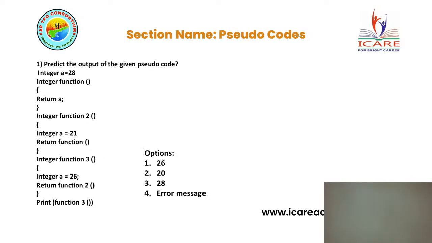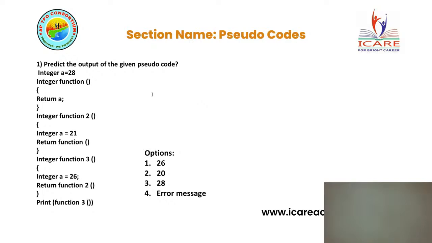So our first question is, here they are given the question, predict the output of the given pseudocode. Here we have clearly noticed that it is a pseudocode, it's not the program. So here we should not have to follow the syntax, but we have to follow the functionality of each concept.